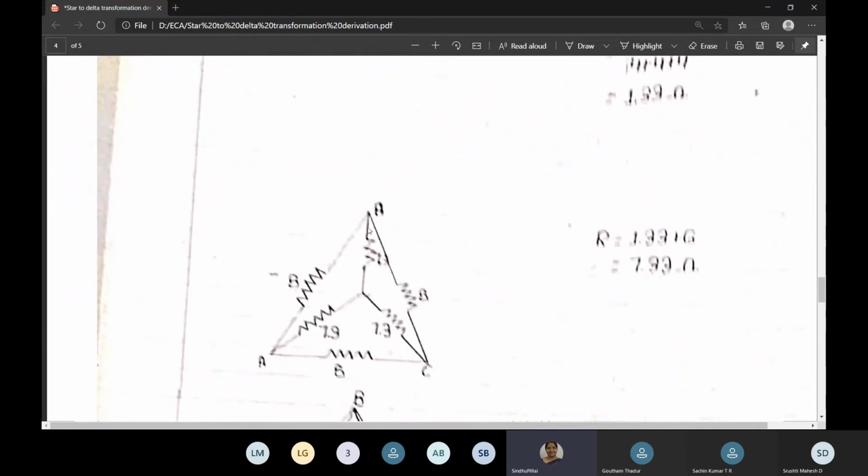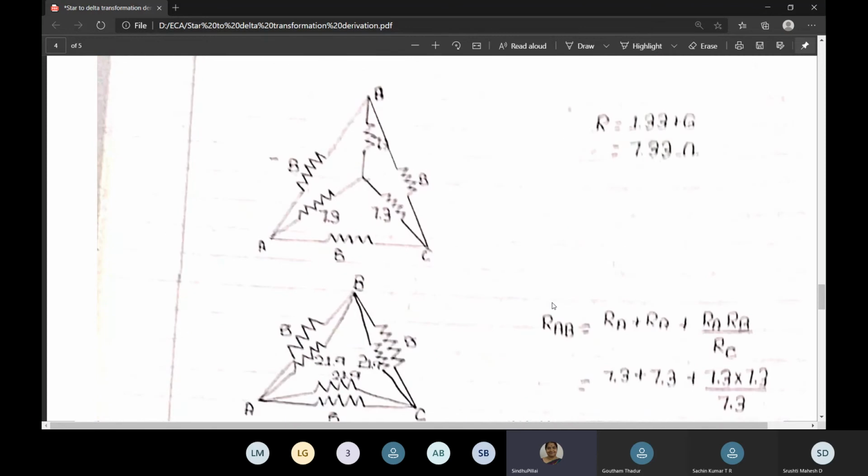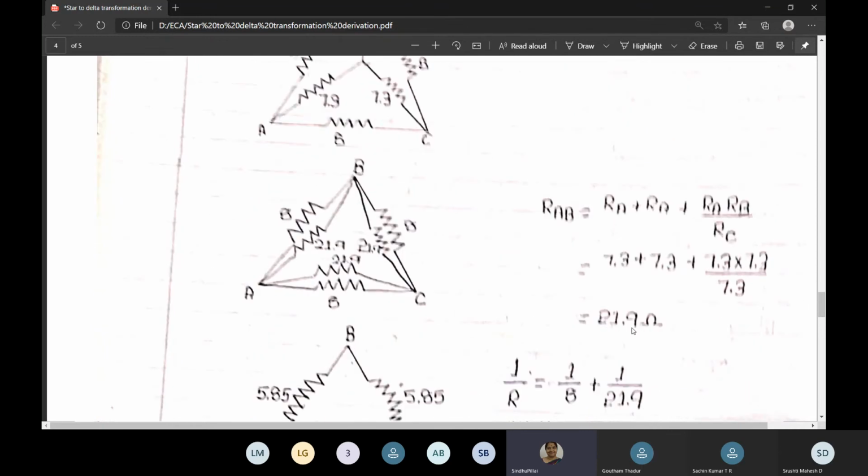7.3, 7.3. So this star has to be converted to delta. Converting the star to delta, that is RAB. If I want this network RAB, what do I have to do? RA plus RB plus RA into RB divided by RC. That is the formula to get the delta RAB. RAB is equal to RA plus RB plus RA into RB divided by RC. After doing that, we'll get 21.9 ohm.